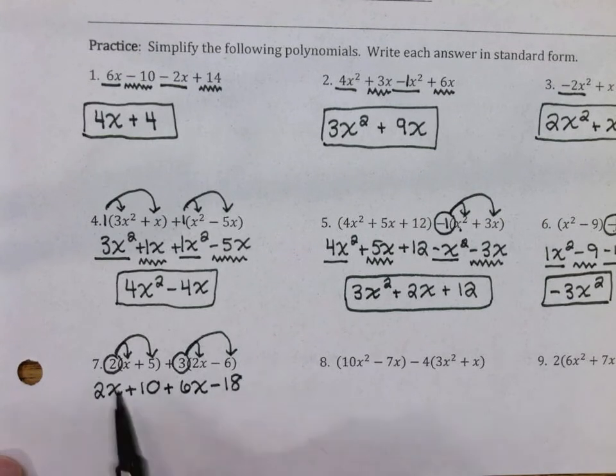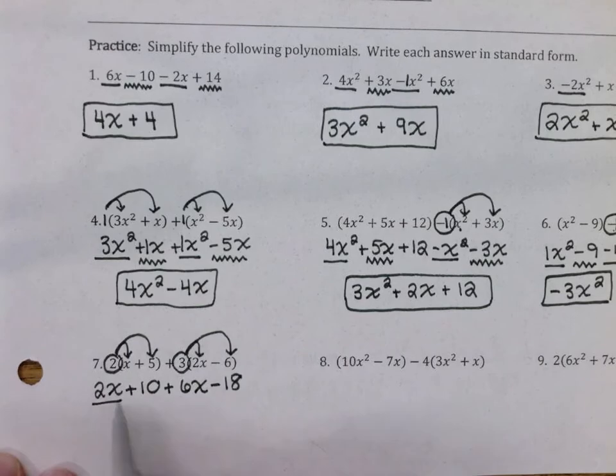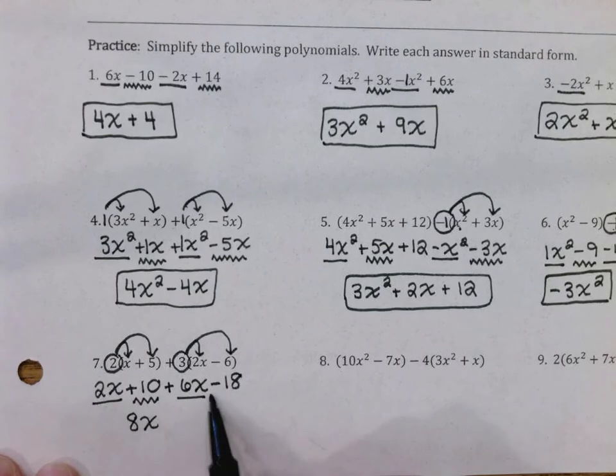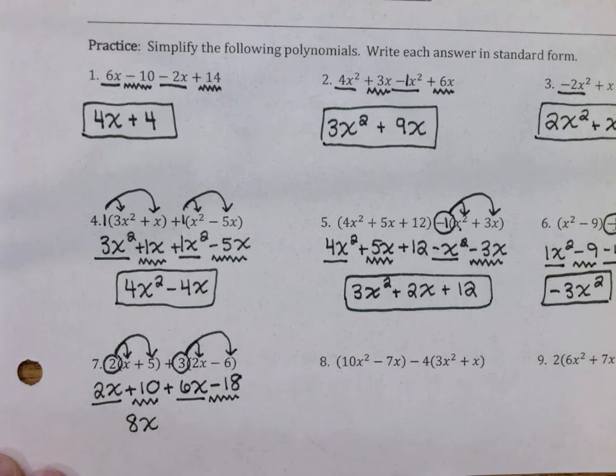So I just distributed twice here. And then I'll combine like terms. So 2x plus 6x, that's 8x. The 8 comes from 2 plus 6. Then we have positive 10 minus 18. 10 minus 18, that's -8.